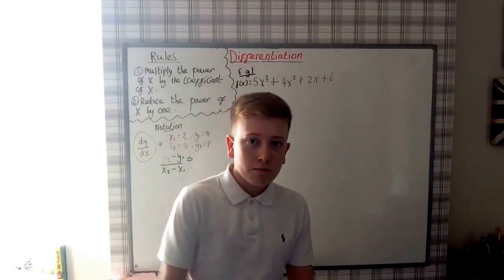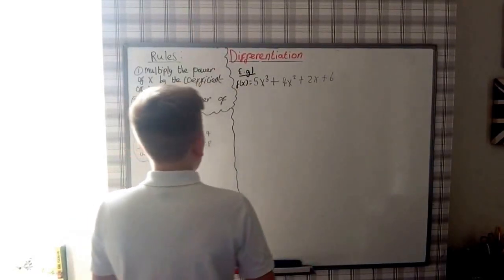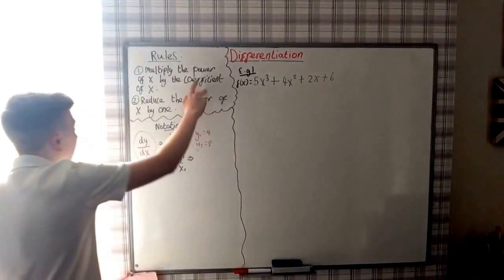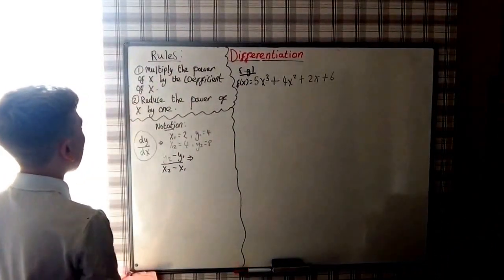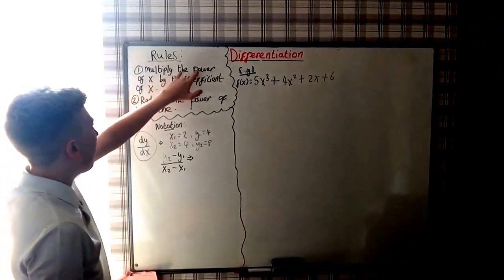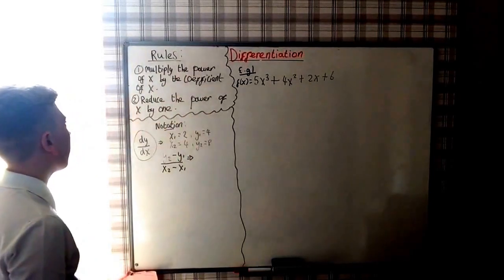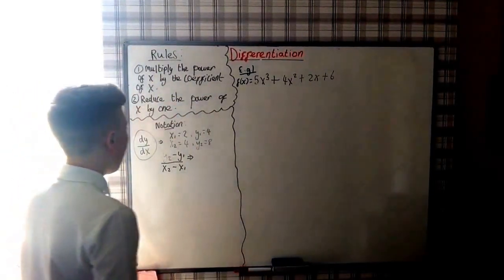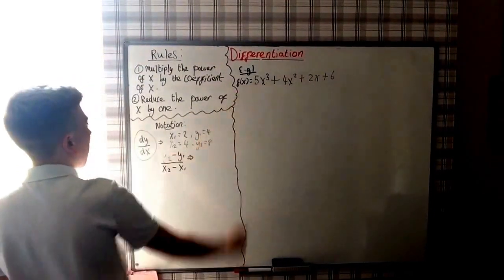Okay, so first of all, the rules of differentiation. The first one is to multiply the power of x by the coefficient of x. So all that means is multiply the power by the number in front of the x. Okay. The second one is to reduce the power of x by 1.